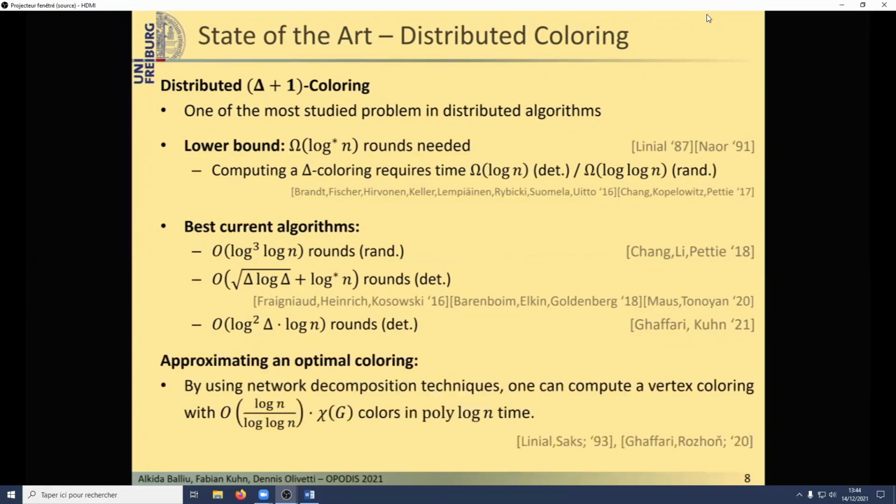And because this will be important in the context of what I'm going to talk about, so far I talked about delta plus 1 coloring. So what about approximating an optimal coloring? Well, by using network decomposition techniques and really exploiting the power of the LOCAL model, you can compute a vertex coloring with log n over log n times the chromatic number of colors in polylog n time. Basically you decompose your graph into clusters of polylog n diameter, and then you just brute force the clusters and compute an optimal coloring there.